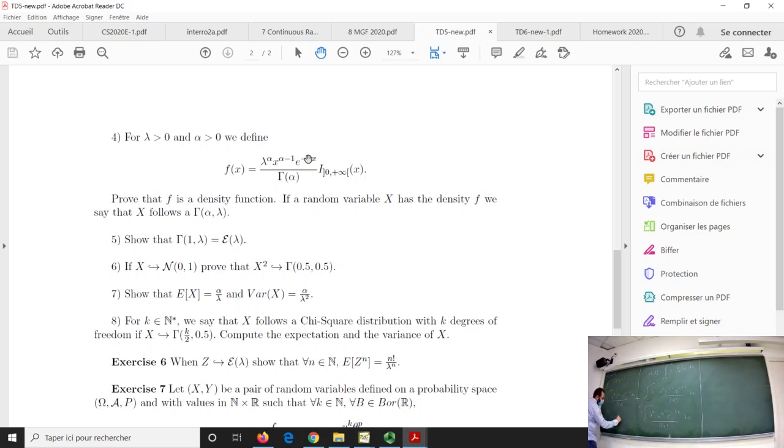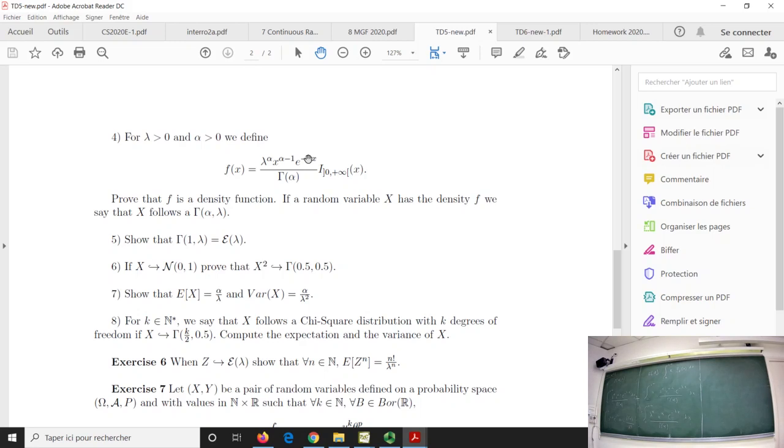You are able to compute these integrals and to know what their values are. Their values are equal to gamma of alpha over lambda to the power alpha, because this integral is 1. So the integral of this one is gamma of alpha over lambda to the power alpha, necessarily.